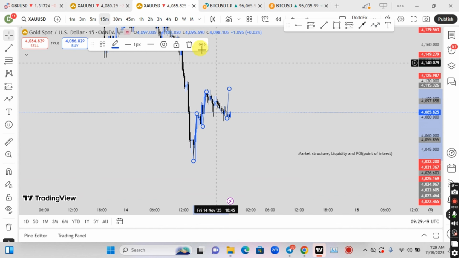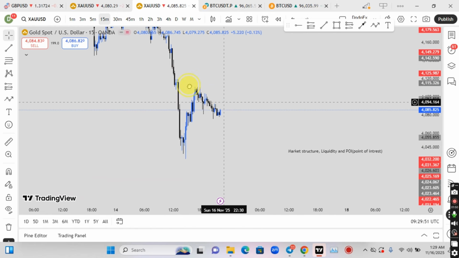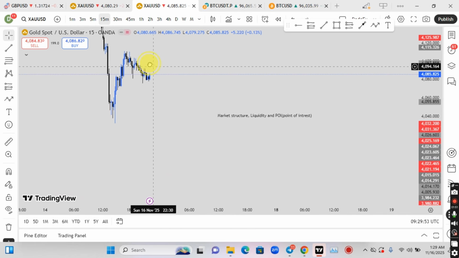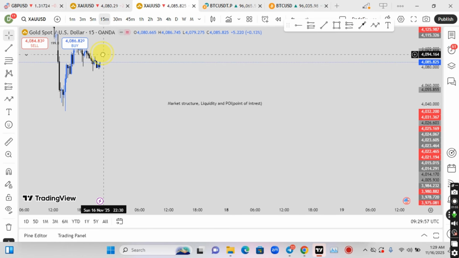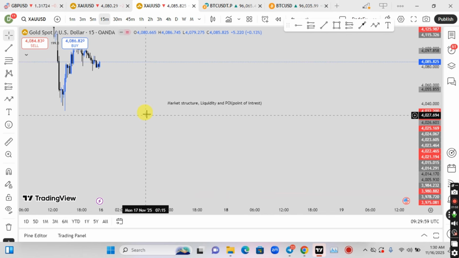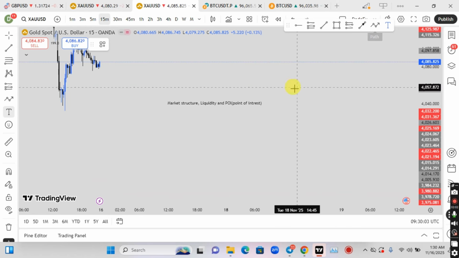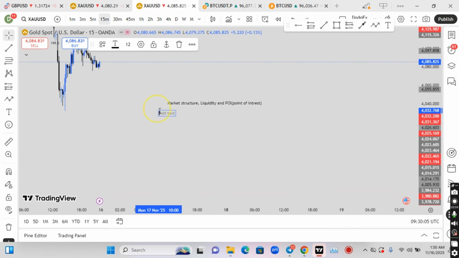Understand, right? So that's what market structure is all about. Market structure is a framework or current condition, behavior, or flow of market. The direction the market is going from one point to another is what we call market structure. That's what market structure is.